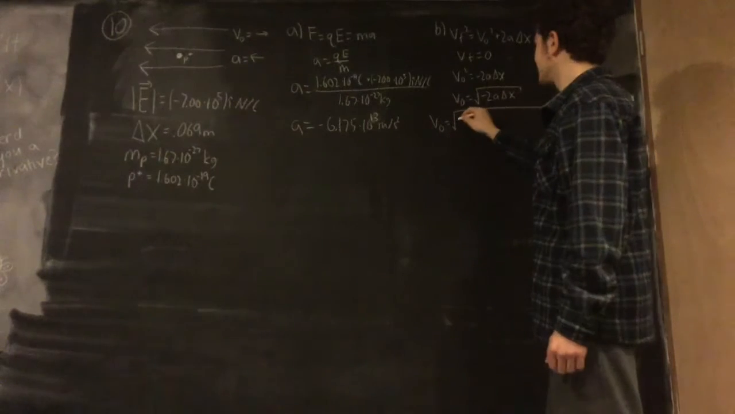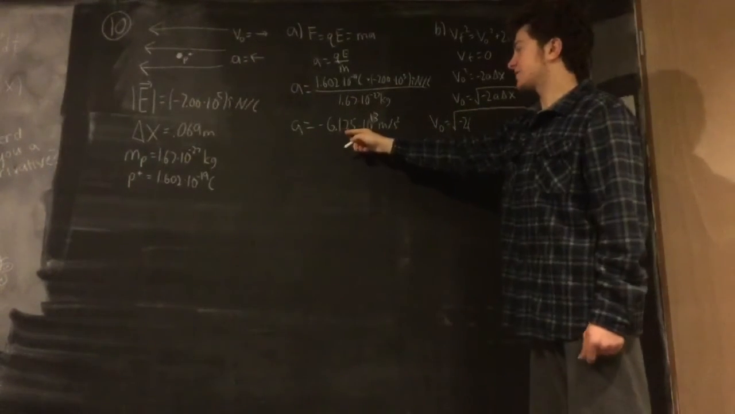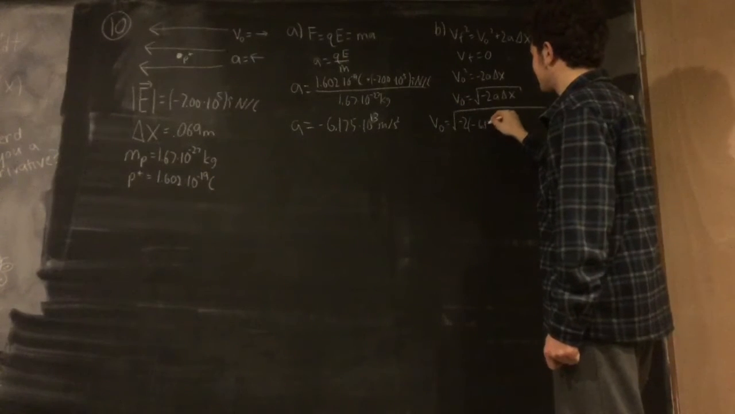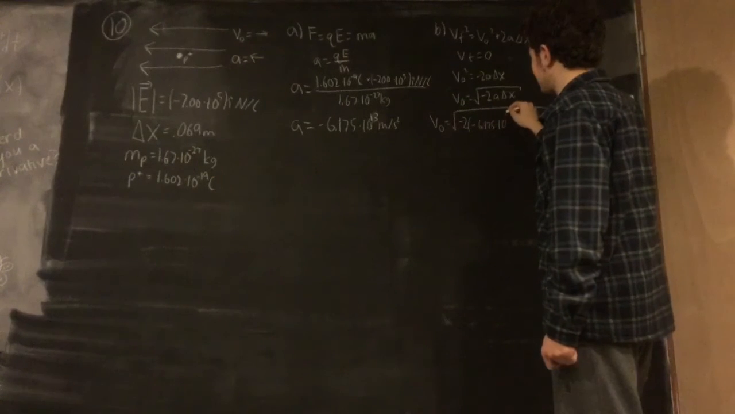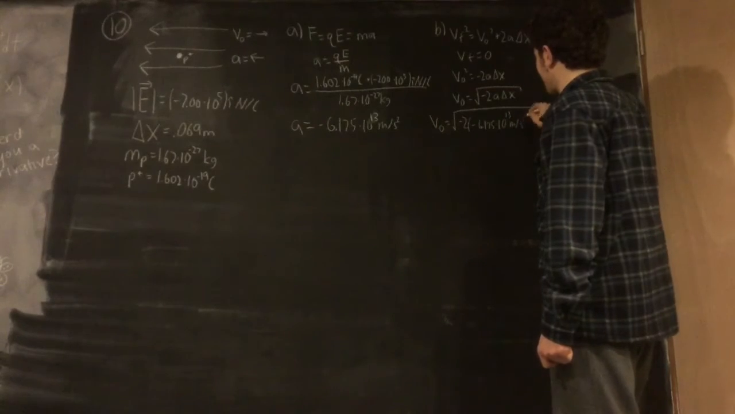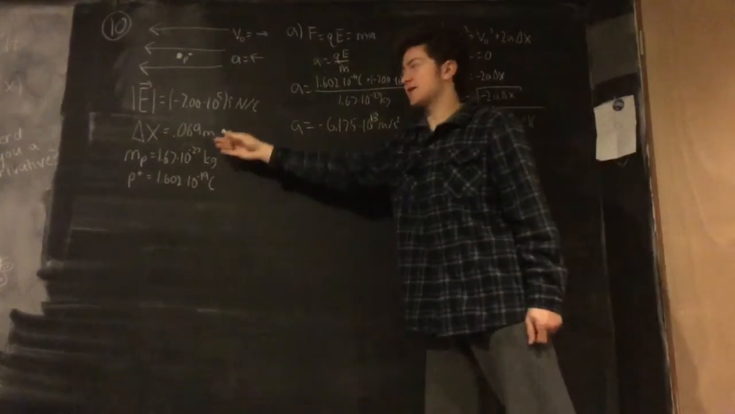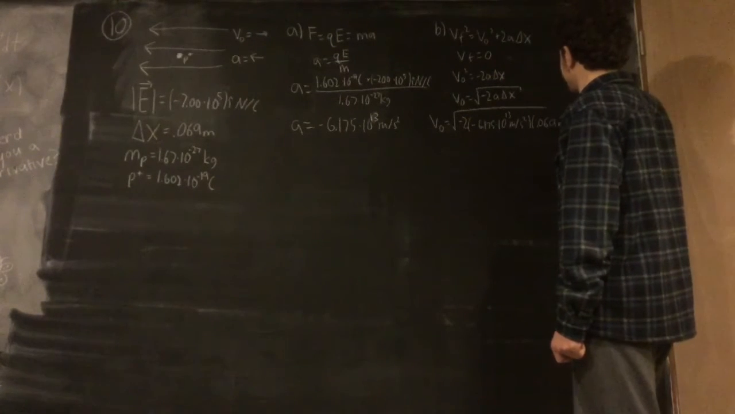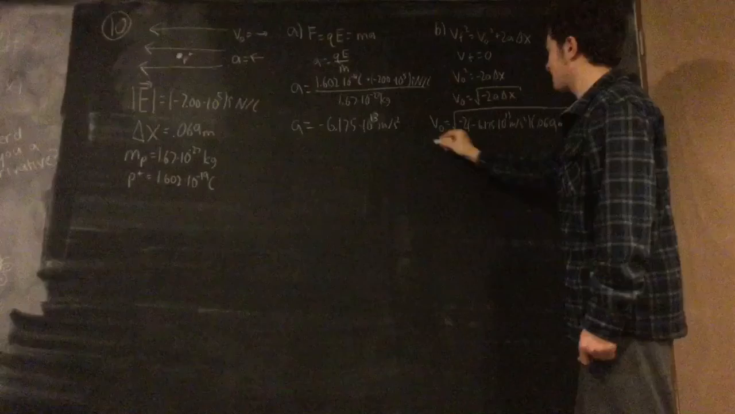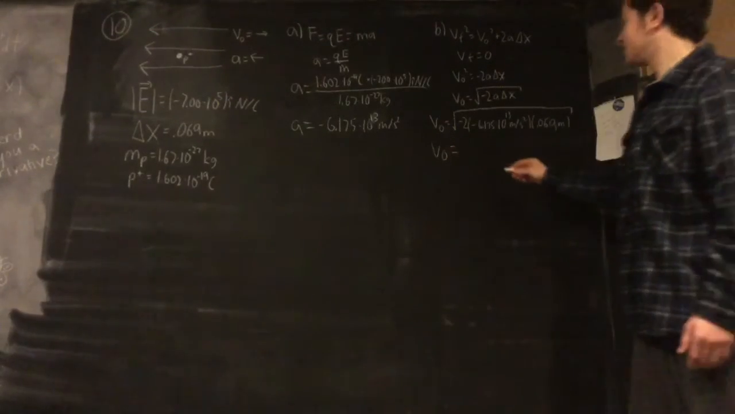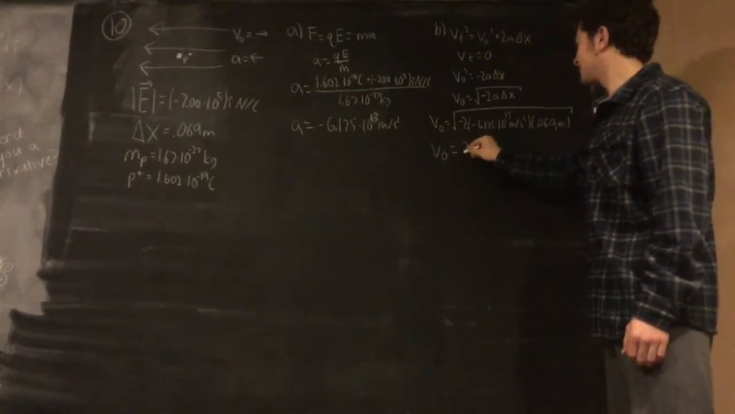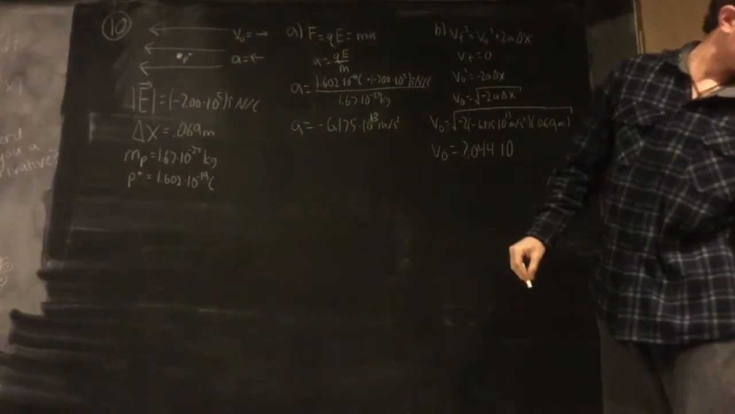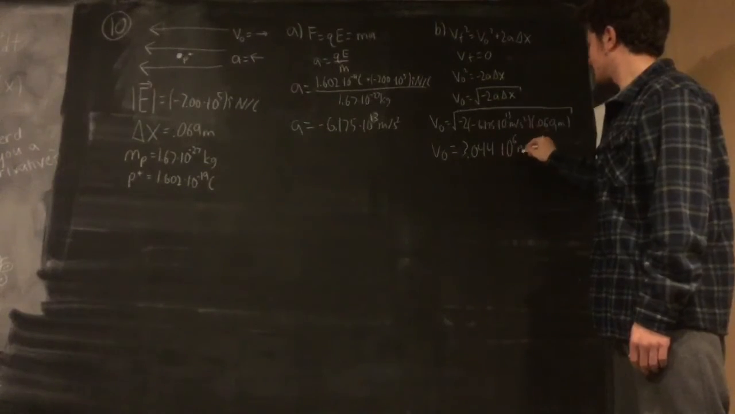Let's plug in our own values. We've got negative 6.175 times 10 to the 13 meters per second squared for the acceleration, and our delta x is 0.069 meters. This results in an original velocity of 3.044 times 10 to the 6 meters per second.